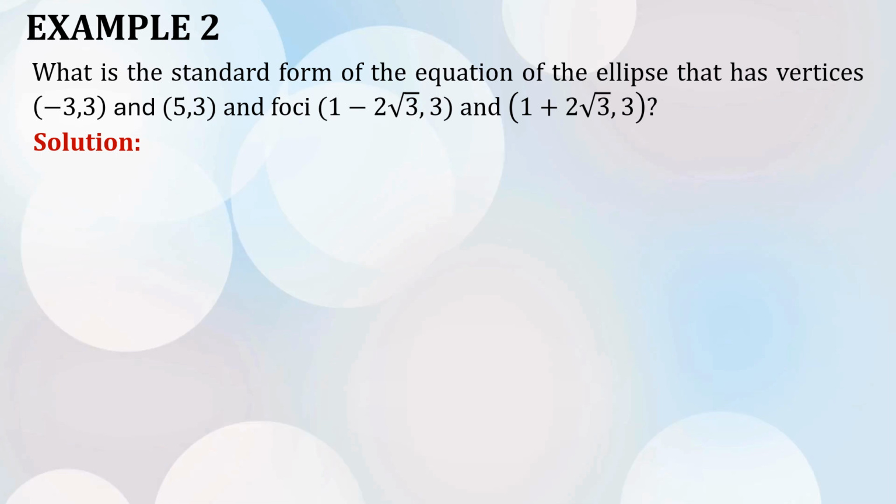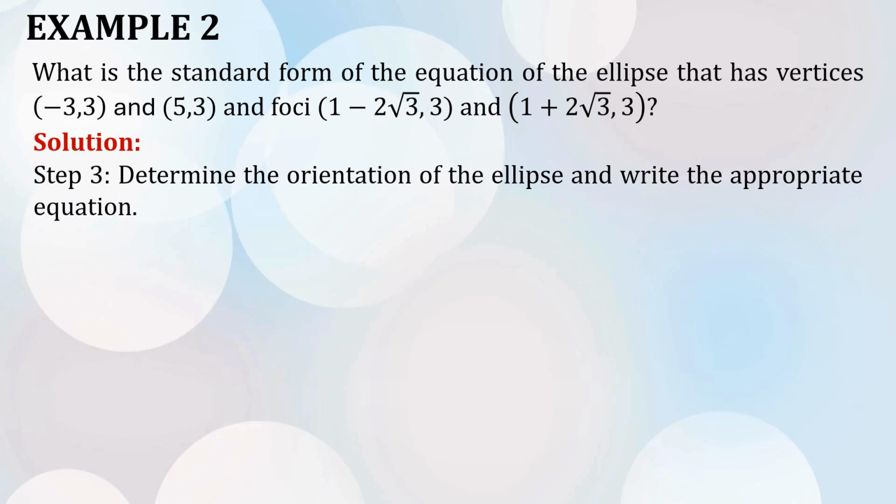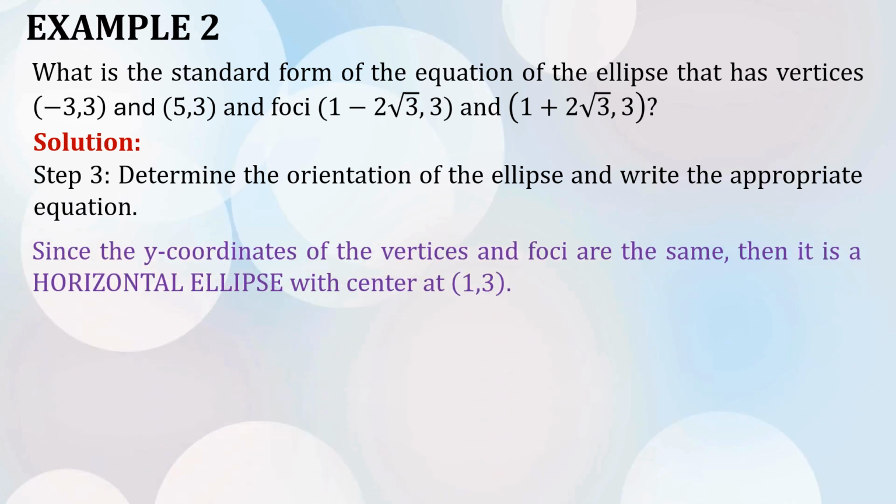Finally, after determining the center and the values of a and b, we will then determine the orientation of the ellipse and write the appropriate equation. In this case, since the y coordinates of the vertices and the foci are the same, it is a horizontal ellipse with center at (1, 3). So we'll be using the equation (x - h)² over a² plus (y - k)² over b² equals 1.